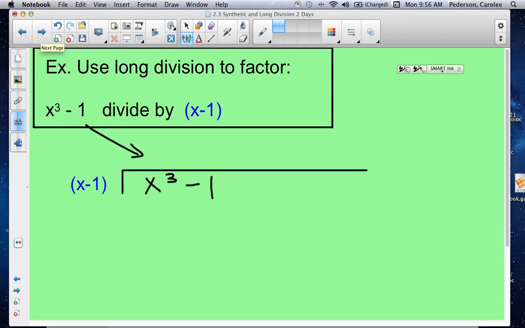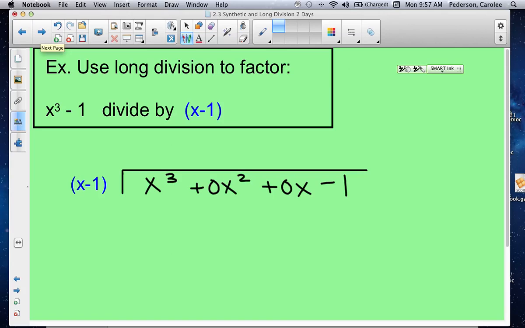You probably don't know this. I would recommend you just leave it as x cubed minus 1. You put in its placeholders all the way down to its constant minus 1. So I don't have an x squared term, but I want you to put it there. I don't have an x term, but I want you to put it there. And then there is minus 1. Put the placeholders there if it doesn't have the x cubed, the x squared, the x, and then the constant.